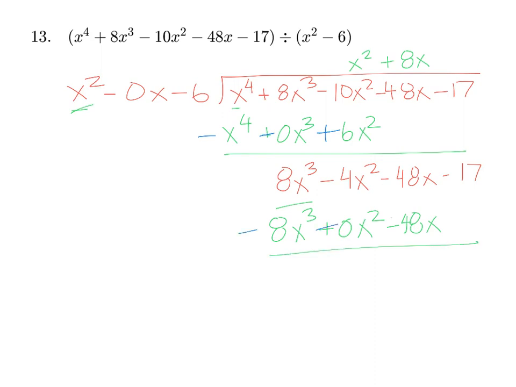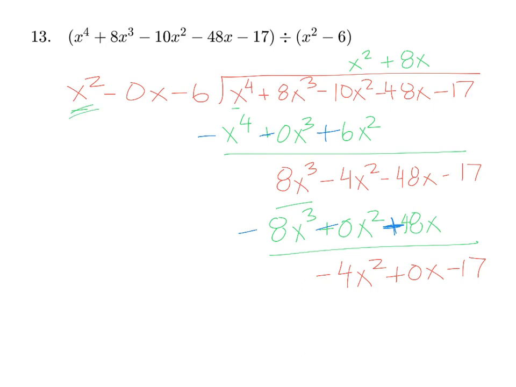Minus, minus, plus. All right. And so the first terms cancel out. Then I'm left with negative 4x squared. And negative 48x plus 48x, that's 0x now. Minus 17. There's my new polynomial.